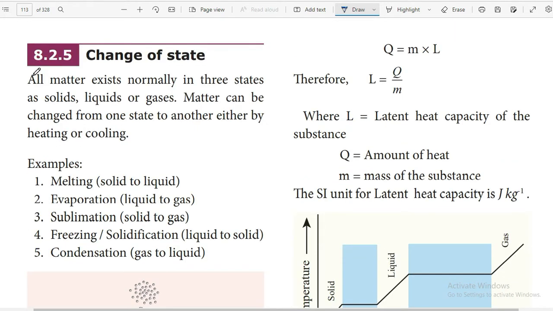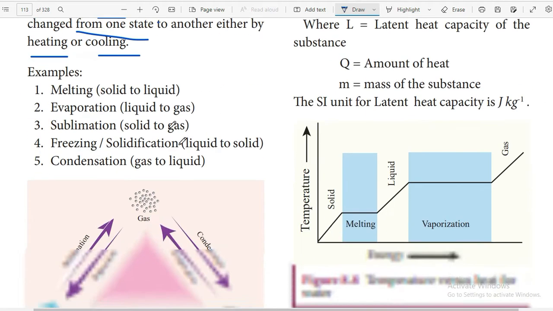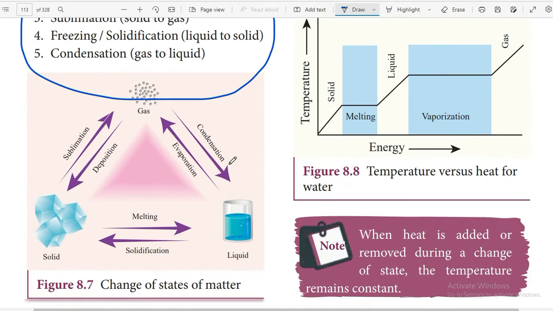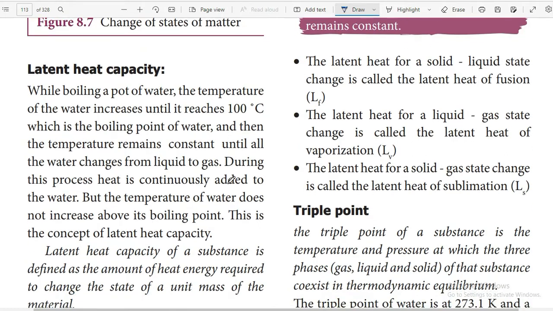Now, change of state. All matter exists normally in three states: solids, liquids and gases. Matter can be changed from one state to another either by heating or cooling. All these examples we will see in detail using a graph. Latent heat capacity.